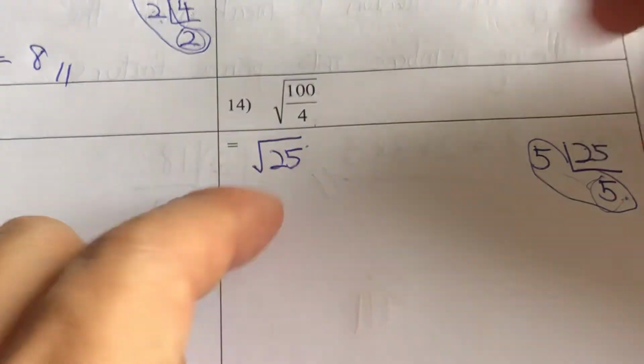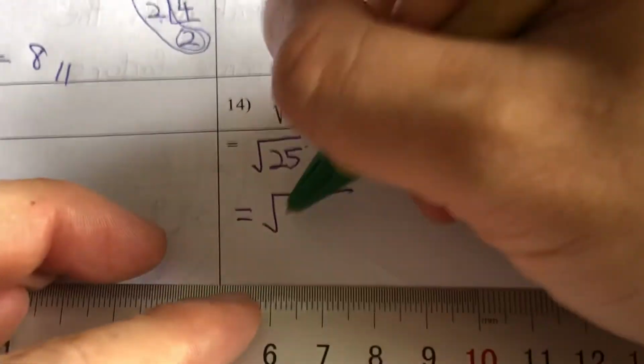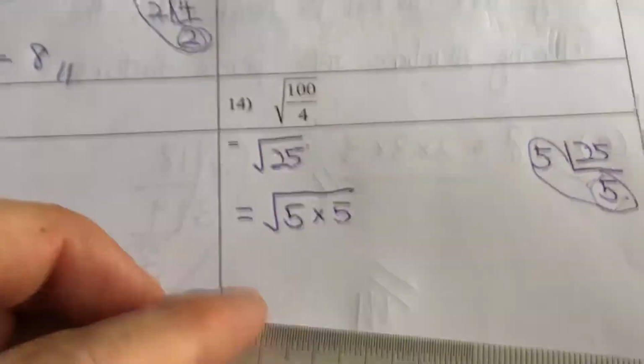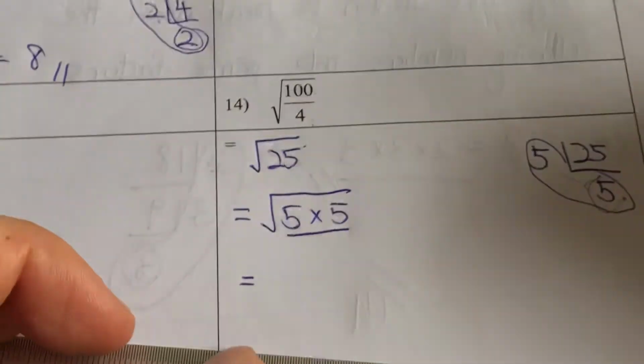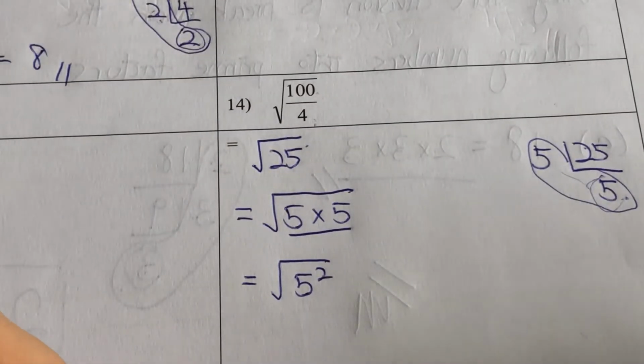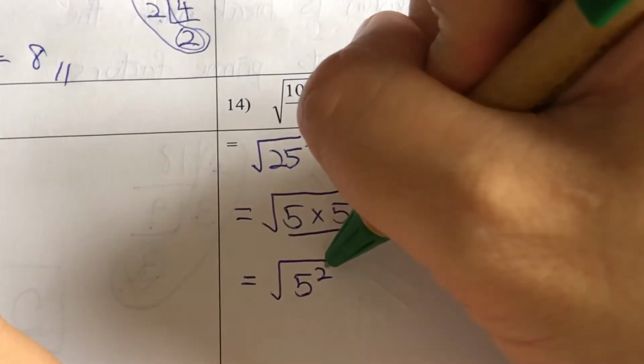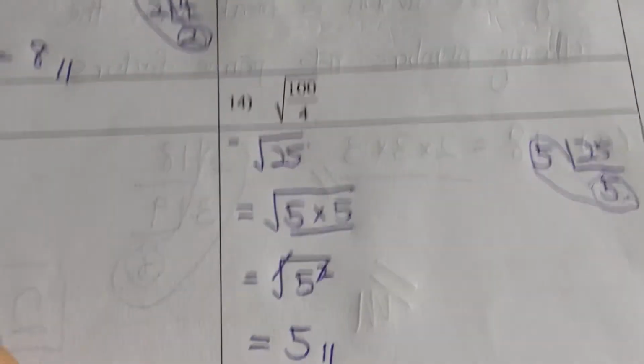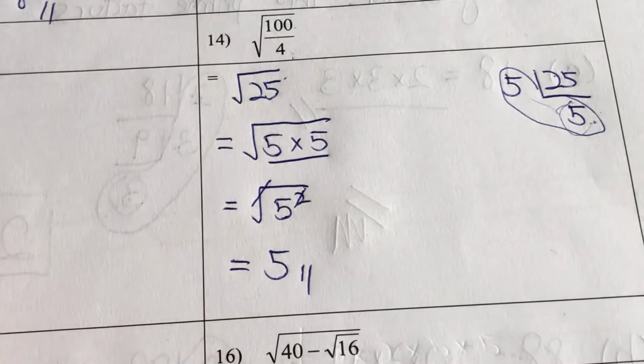So that's nice. Just 5 times 5. And 5 times 5, you can group them into the same group, 5 to the power of 2. Right? And then square and square root can be cancelled out. So the result is very nice, just 5. Alright?